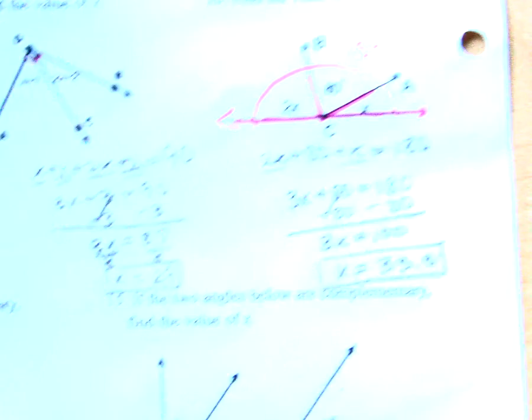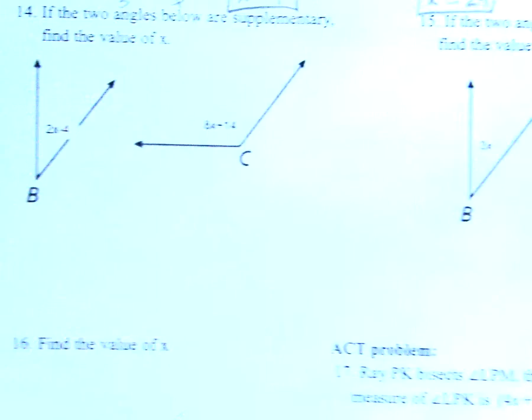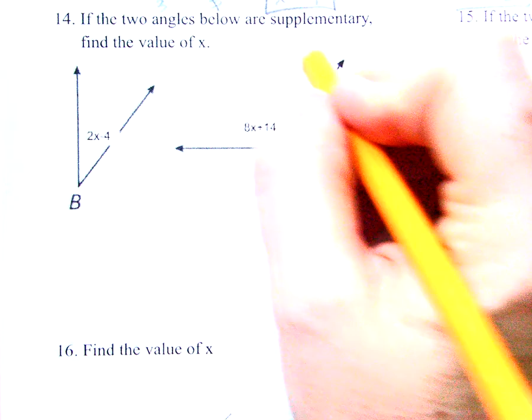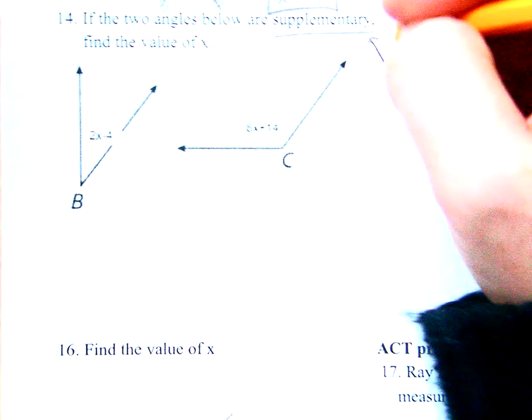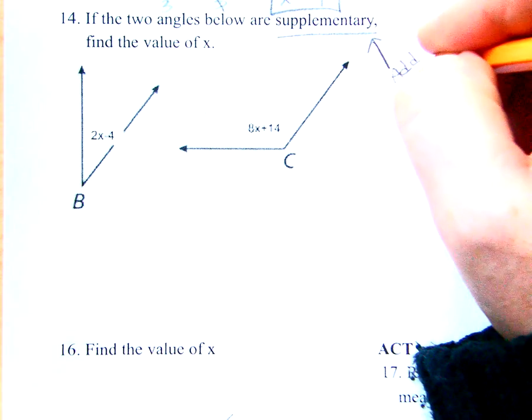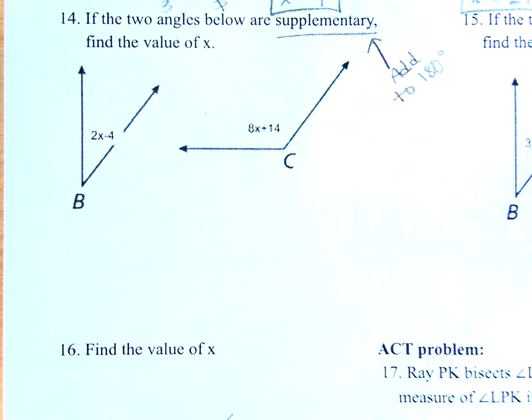Okay, almost done, only a few more. Number 14, it says if the two angles below are supplementary. So what we need to know about supplementary is that they add to 180 degrees.